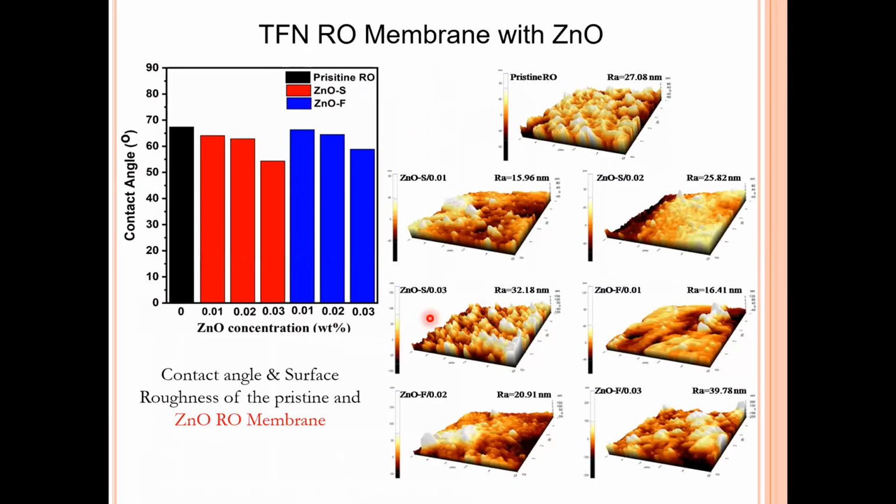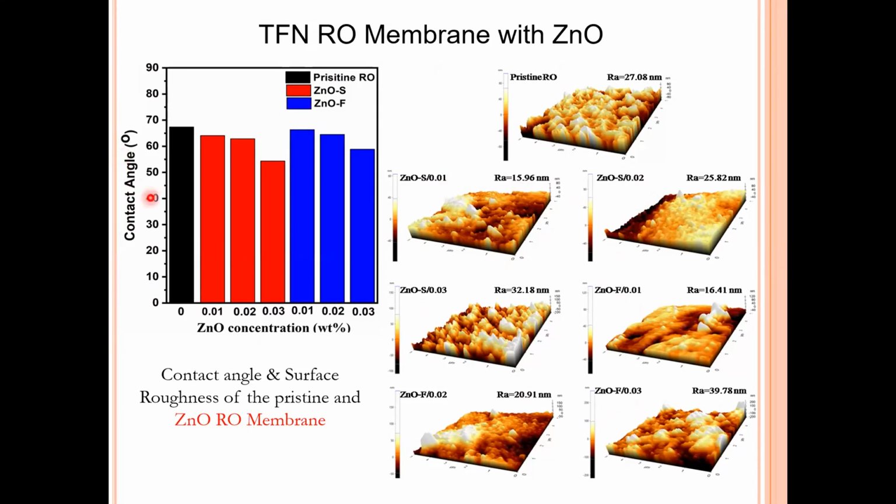In the second study, we used the TFN RO membrane with only ZnO, and we made similar observations for the contact angle as well as the surface roughness. The results are given for spherical ZnO particles compared with the pristine, and we also give the result for flower-shaped particles. We also had the result for a rod shape, which I didn't include here. You can see here that for spherical ZnO at 0.01, the surface roughness is 15.96, but when you increase it, the roughness of the membrane increases.